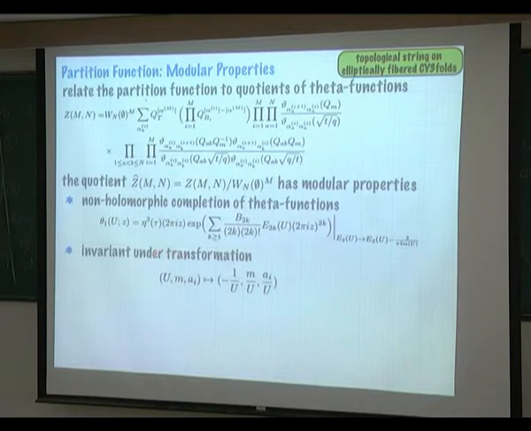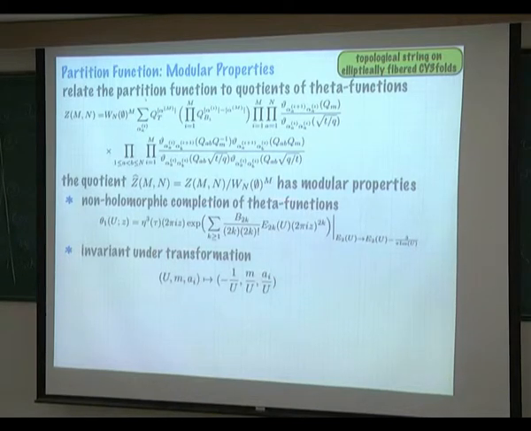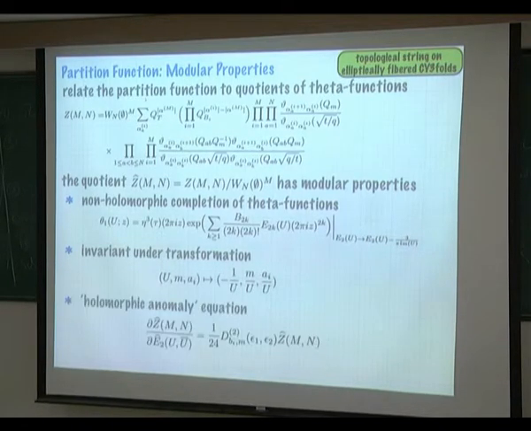Right. If I do this non-holomorphic completion in that form, then that quantity here becomes invariant under a modular transformation of that type. However, there is a holomorphic anomaly. If I act with the E2 hat derivative on z hat, then what I get is a second order differential operator in the moduli, the Q_B's, acting on z hat.